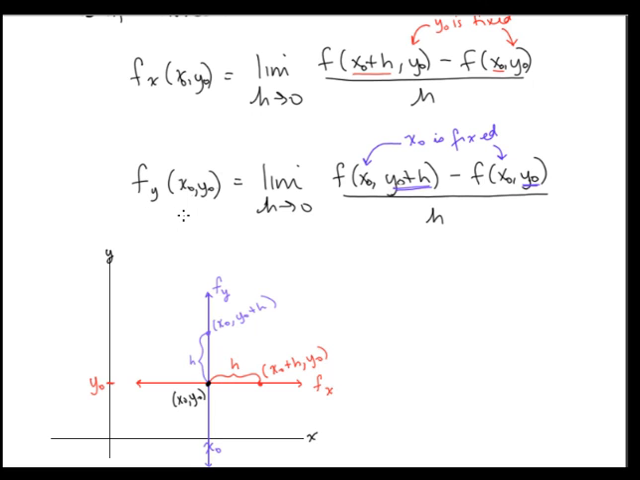Similarly, for the y partial derivative, we're fixing x naught, so we're along this purple line here. Here's x naught, comma, y naught plus h. So we're looking at the rate of change as h goes to 0 here.